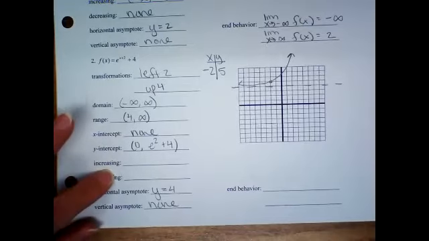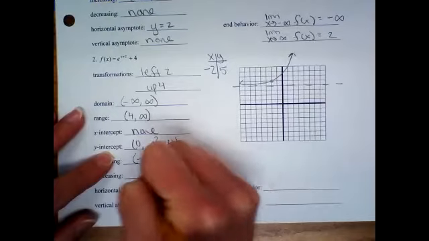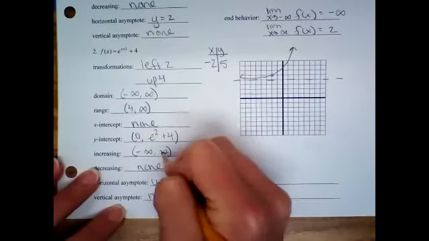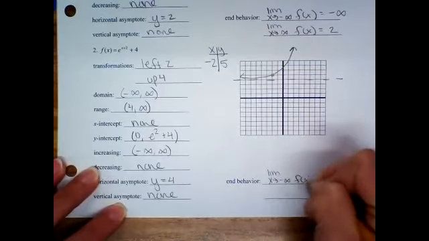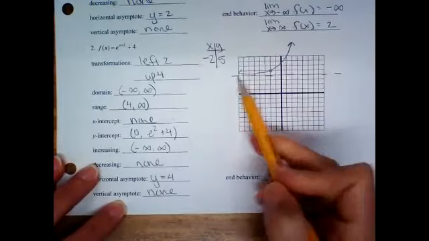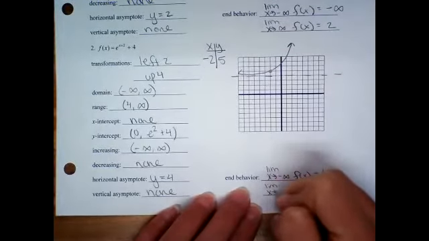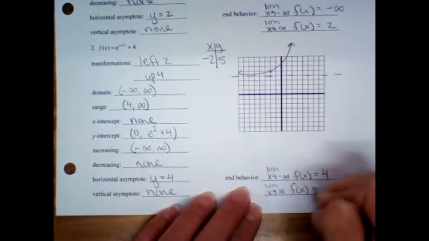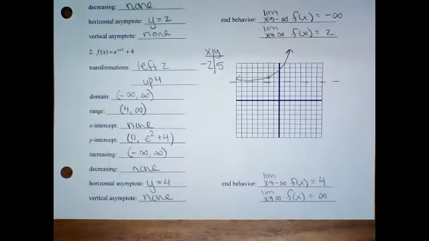Are we increasing or decreasing? All right, increasing is all reals, decreasing is none. And then end behavior, limit as x goes to -infinity of the function. Where is the left arrow headed? 4, perfect. Won't touch 4, but that's where it's headed. And then limit as x goes to +infinity of the function. That arrow goes up to +infinity. So those are the exponential ones. They have a horizontal asymptote.